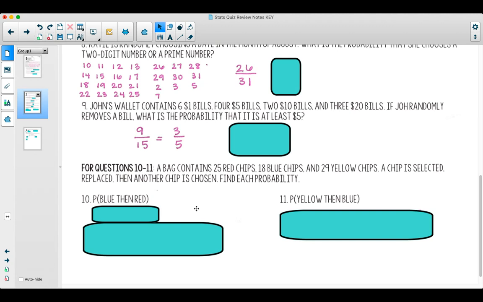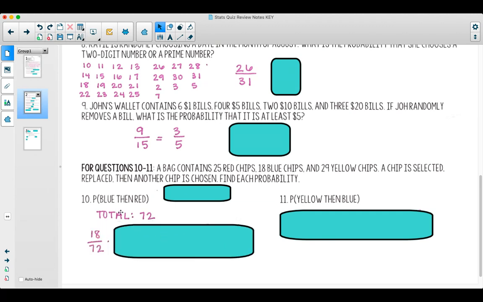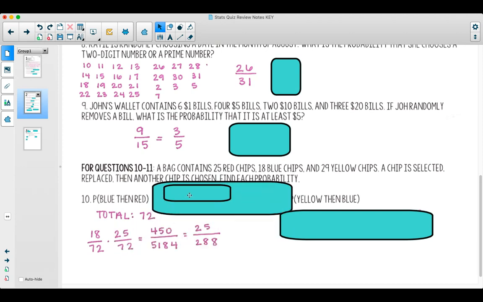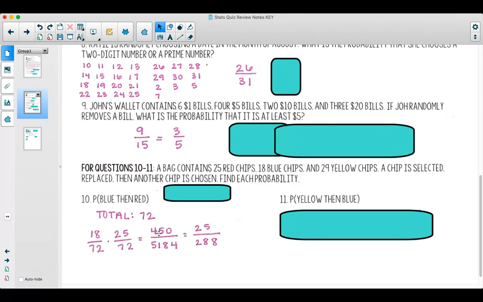So in problem number 10, we need to find the probability that we pick a blue and then a red. So first step, how many total? 25 plus 18 plus 29 got me a total of 72. So what's the probability of choosing a blue chip? Well, that would be 18 over 72. We're replacing it, so there's still 72 chips in our bag. What's the probability of choosing a red? That would be 25 over 72. Multiply them together, I got 450 over 5,184. Put it in simplest terms, so I got 25 over 288. So I'm going to have you try the next one and see how we do.